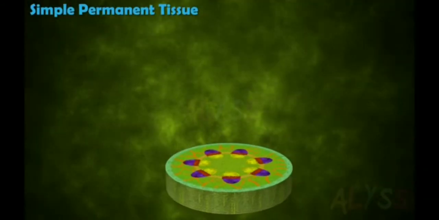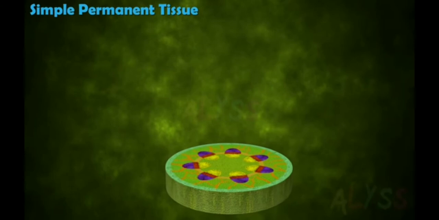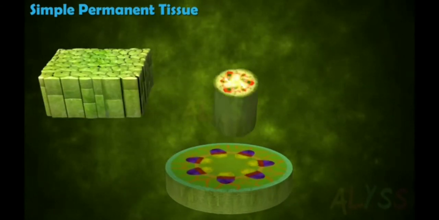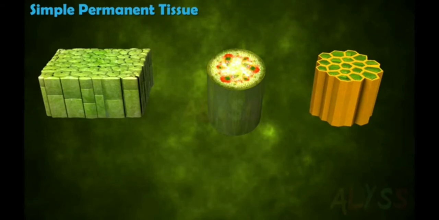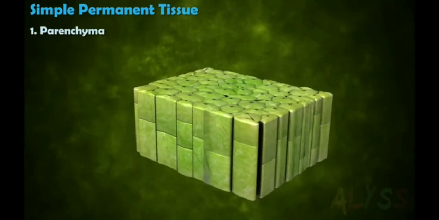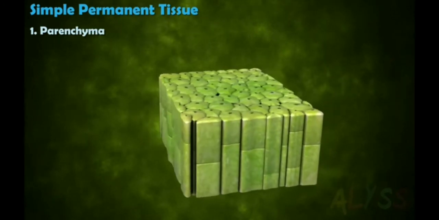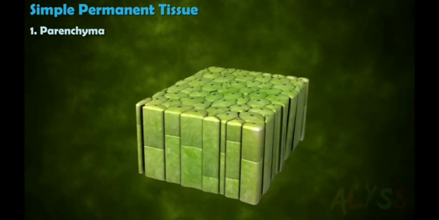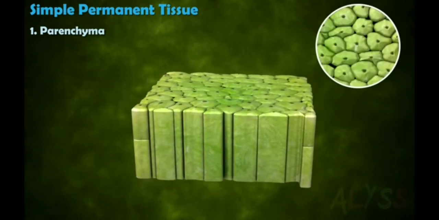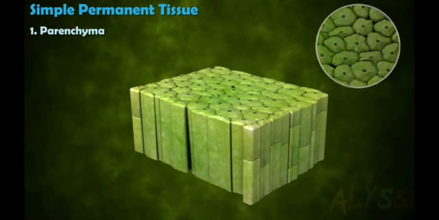Now, on the basis of adaptation of the cell structure and their function, simple permanent tissues are further divided into three types. The first one is parenchyma, which again has three subclasses. Parenchyma has oval cells with dense cytoplasm. They may or may not be loosely packed.